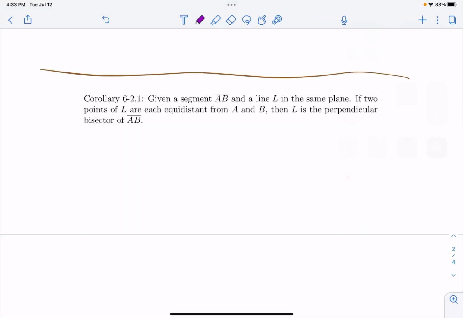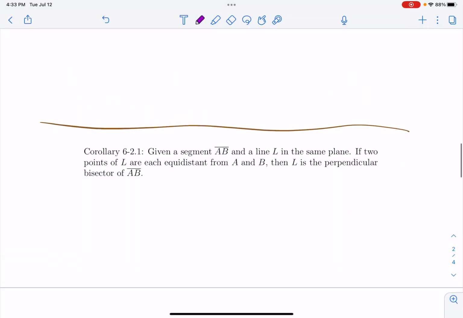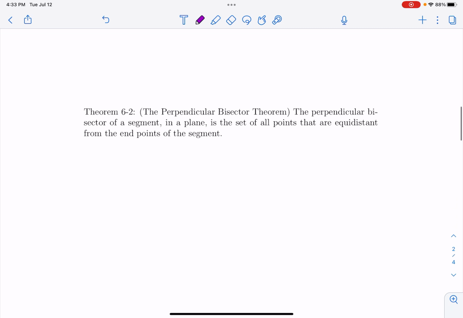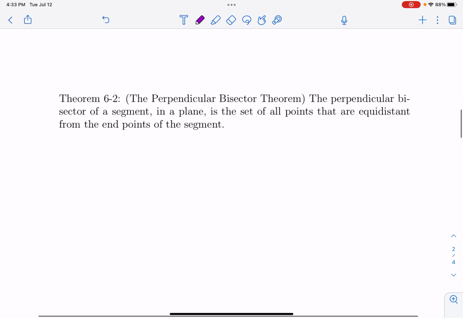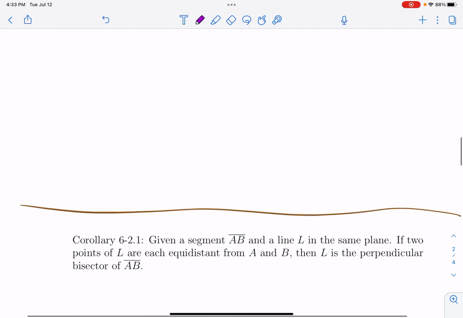Hello. This is going to be part 3 of the video for section 6.4. What we just talked about was the perpendicular bisector theorem. I have a version here that's blank, but obviously you just filled it in. And we have a quick corollary.